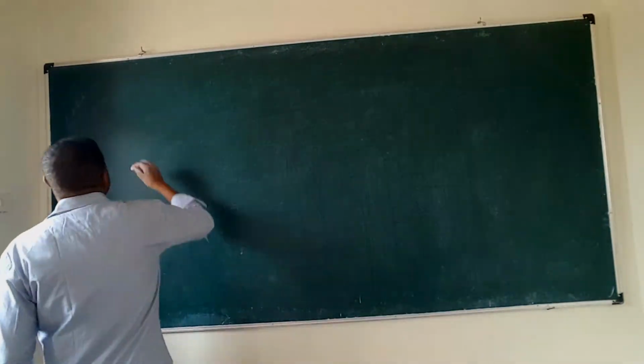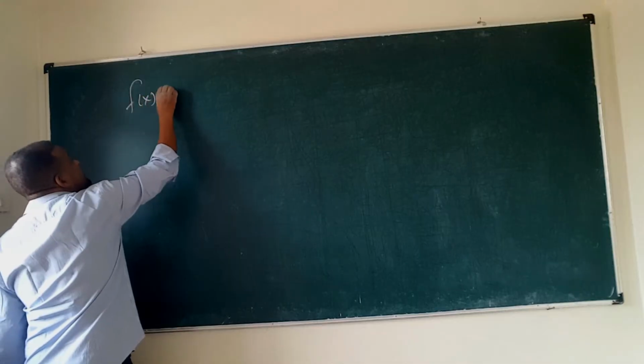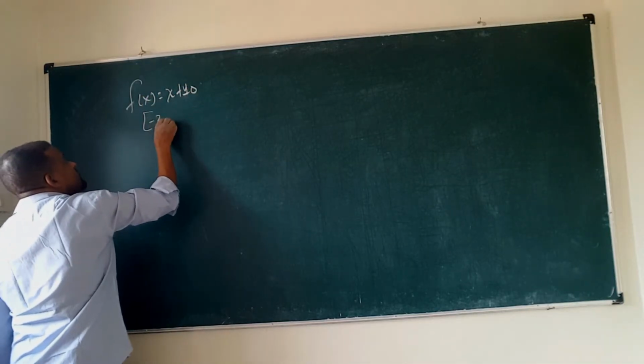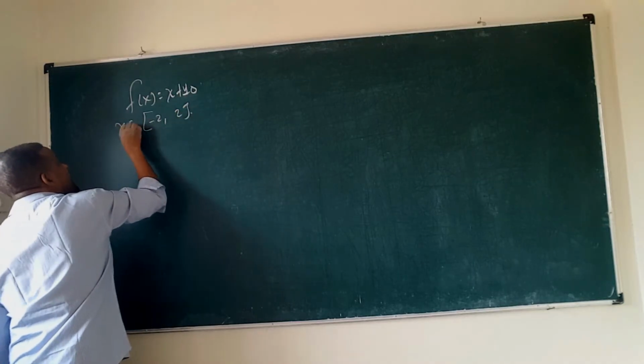Let's find it. So what's our function? Our function is x plus 10, right? So our interval is between negative 2 and 2. That means the value of x is here.